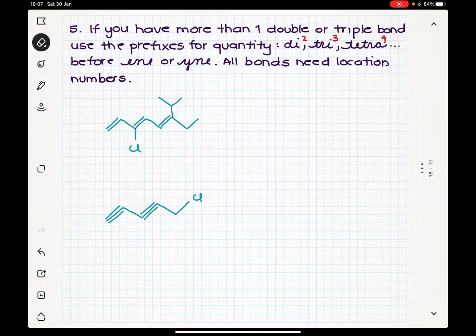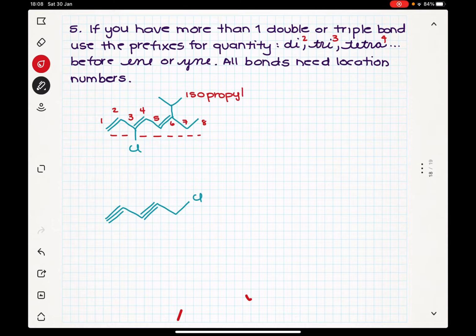My longest chain, again, is the straight one. This is the one that gives me the most carbons. I'm going to number it where the double or the triple bond is closer to the end. So I go 1, 2, 3, 4, 5, 6, 7, 8. I identify my substituents. This is an isopropyl, and this is a halogen. This is the chloro.